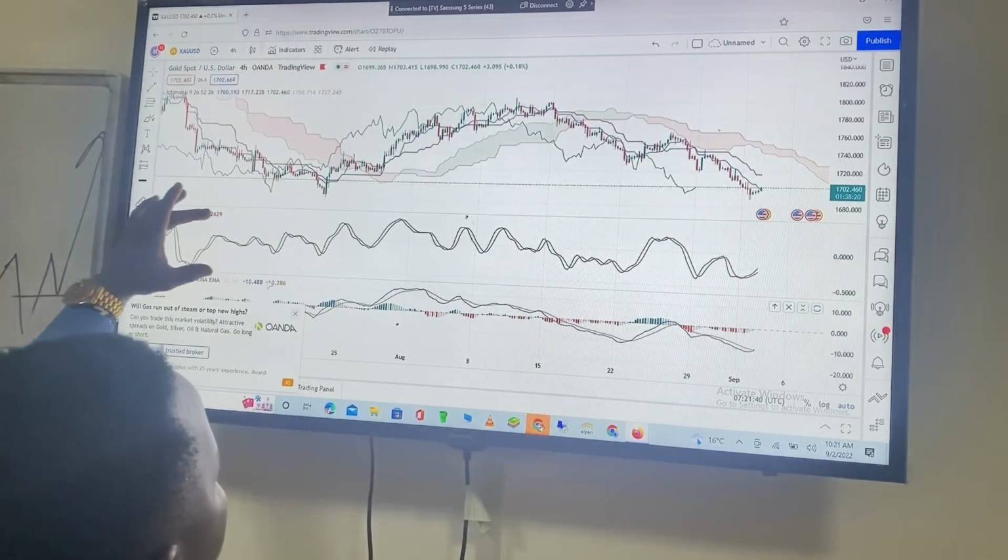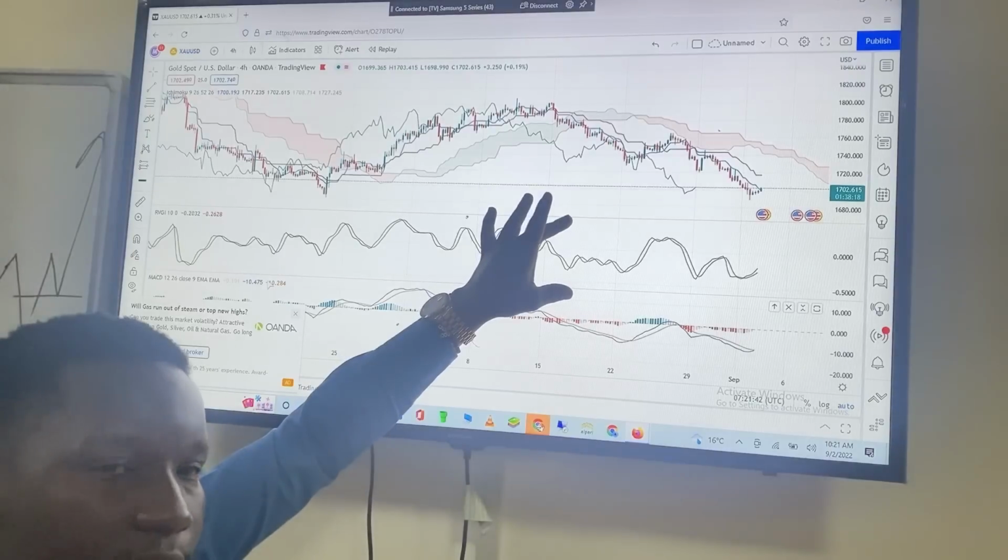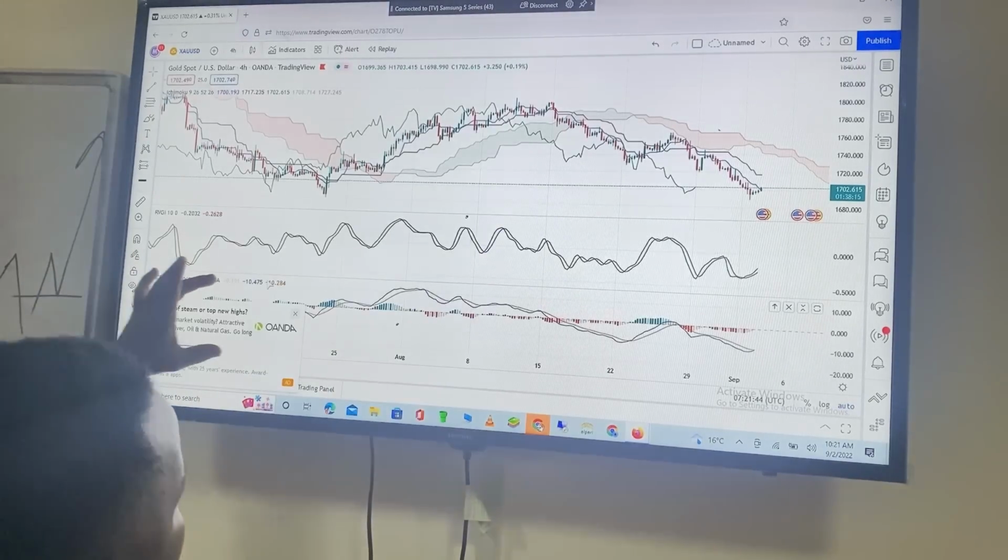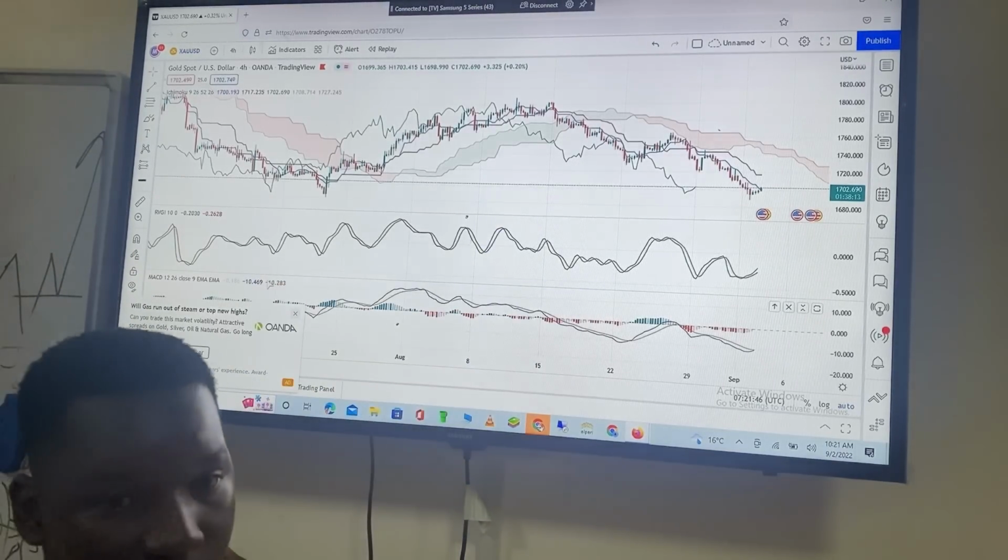The second indicator here is the RVI, which is the relative vigor index, and the last indicator here is the MACD, moving average convergence divergence.